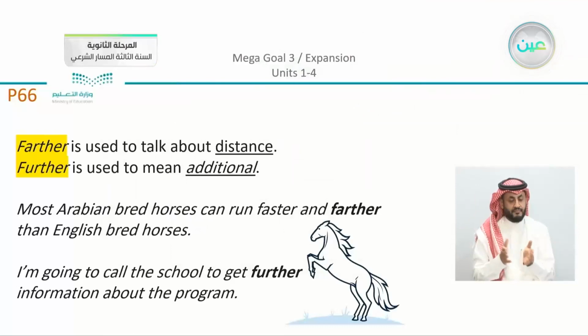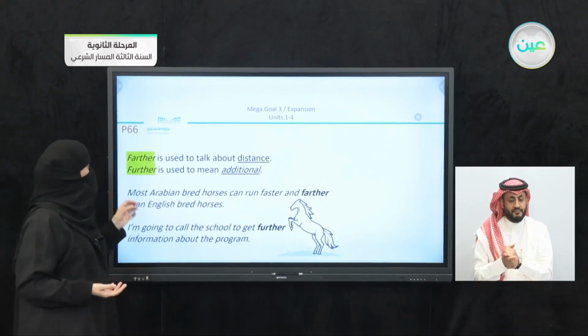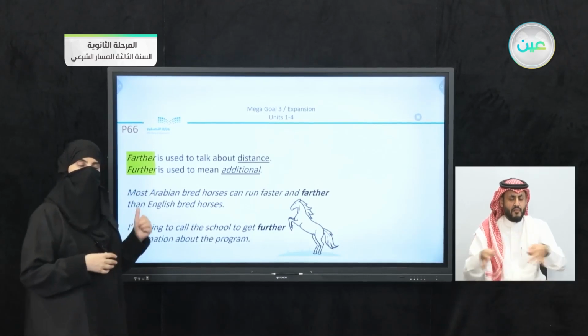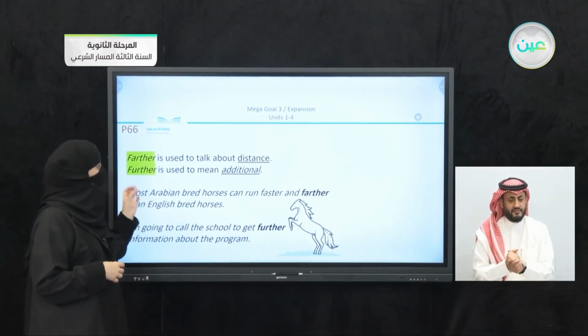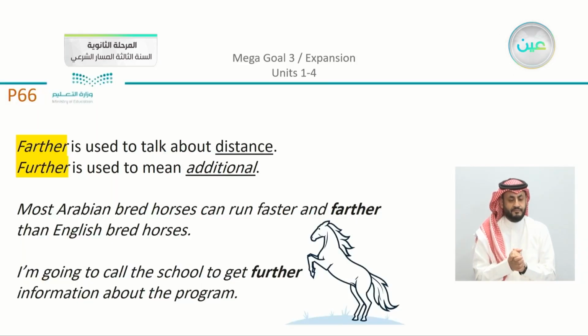Also, we can add that we have here 2 words: further and farther. Now, farther is used to talk about distance. Further, however, is used to mean additional. Most Arabian bred horses can run faster and farther than English bred horses. I'm going to call the school to get further information about the program.